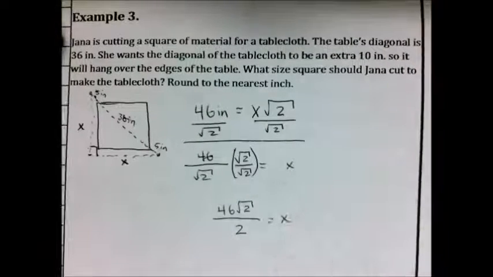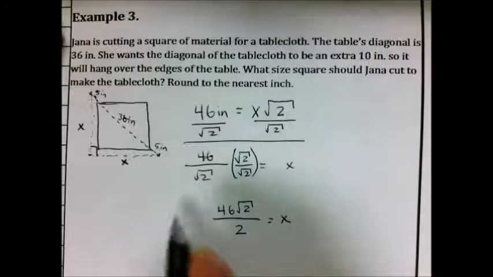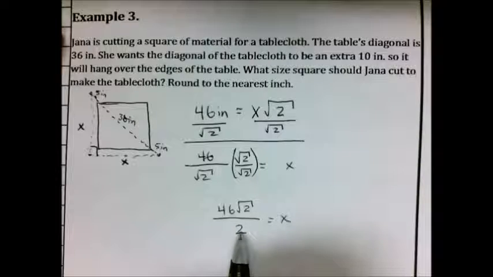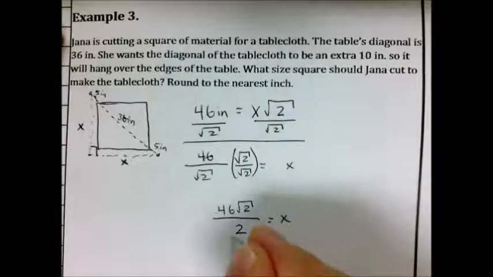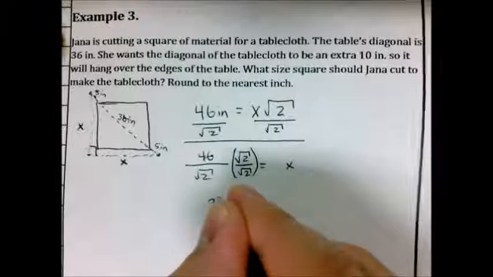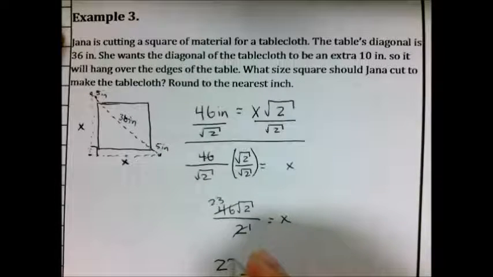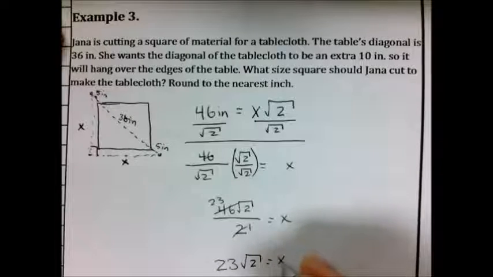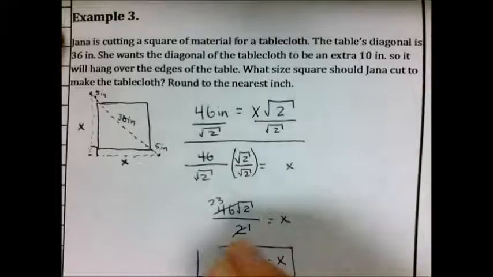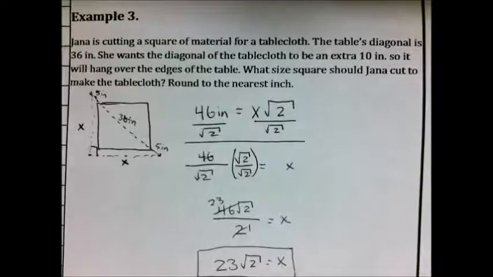Then the last step is just to simplify this fraction, because 2 goes into itself once and into 46 twenty-three times. So our answer is 23 times the square root of 2 is equal to x. And that is the size of the square that we need to have.